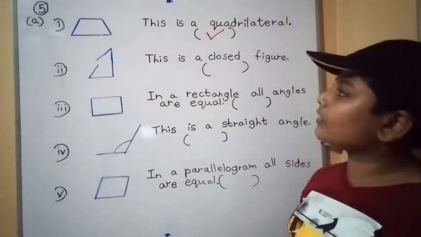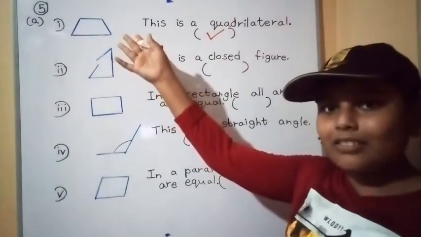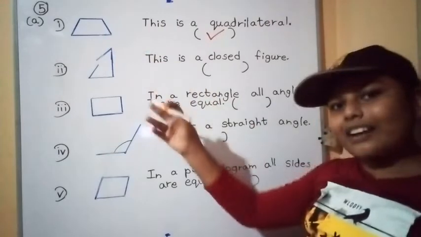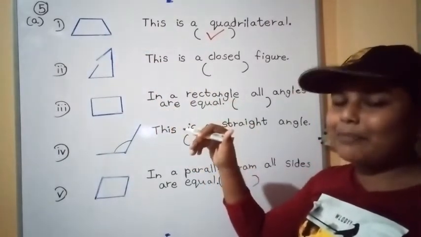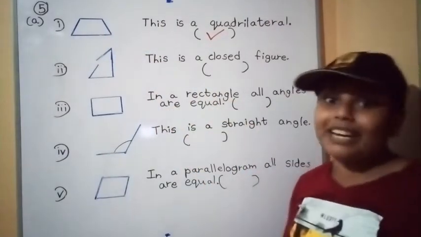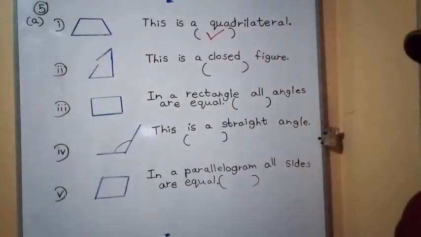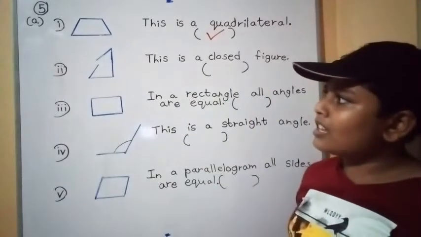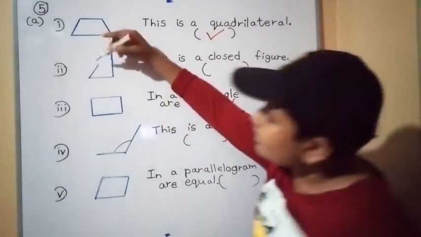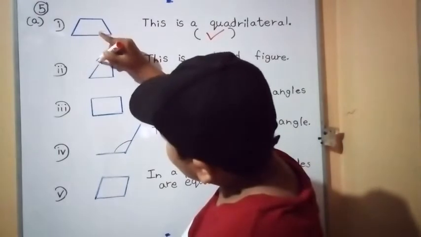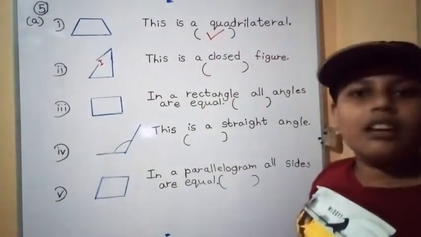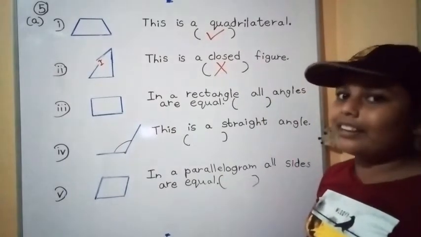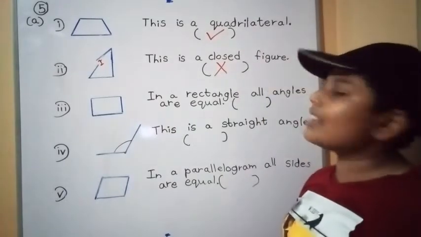That is a quadrilateral. Let's look: 1, 2, 3, 4. Four sides they have. Four angles they have. That is a rectilinear plane figure, a closed plane figure also. Second one: this is a closed figure. That is not closed. They have a gap, right? That is not a closed figure. That is an open figure, right? That is not a closed figure.